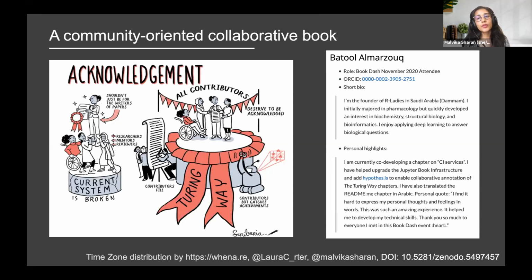So we use a dedicated page. We have a policy on acknowledgement to make sure that everyone who writes into the book is given authorship of the book. So for example, this contributors record, where you can see an example of Batul Al-Marzouk, who's a bioinformatician in Saudi Arabia, but she's an infrastructure maintainer for the Turing Way. And outside her work, she's developing her profile as a research software engineer.